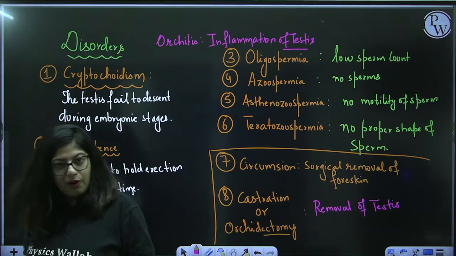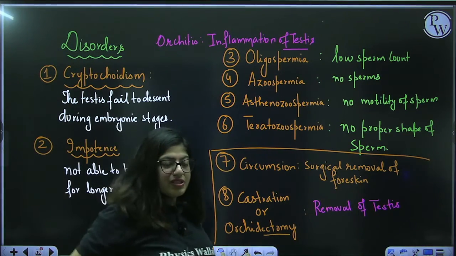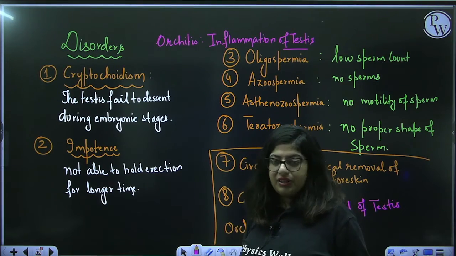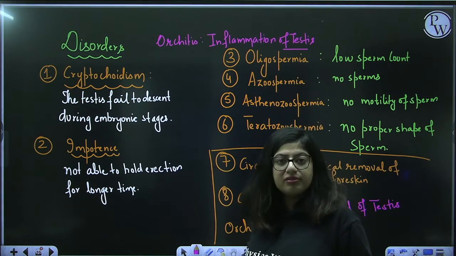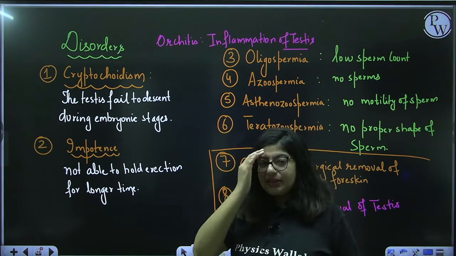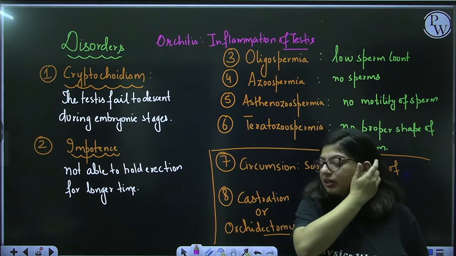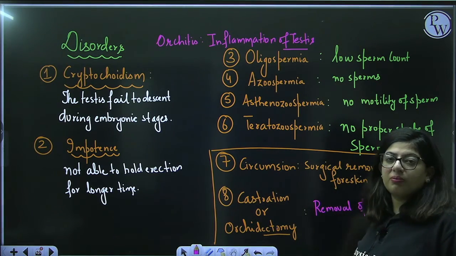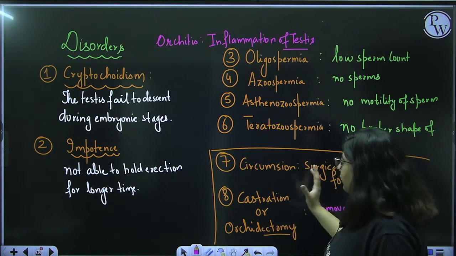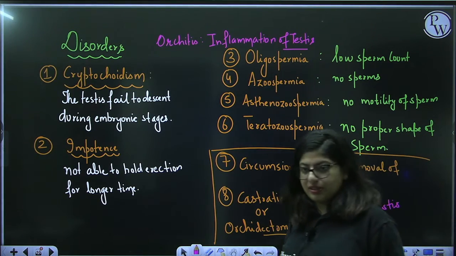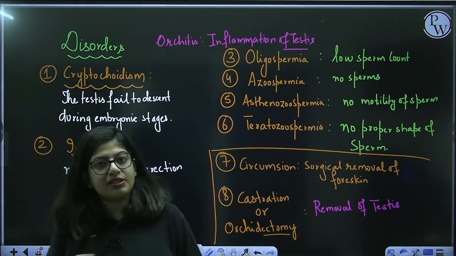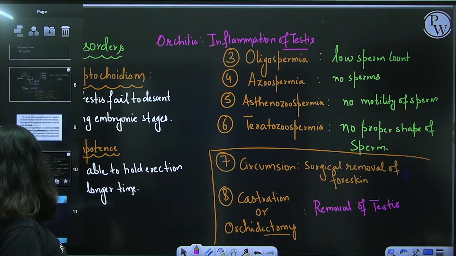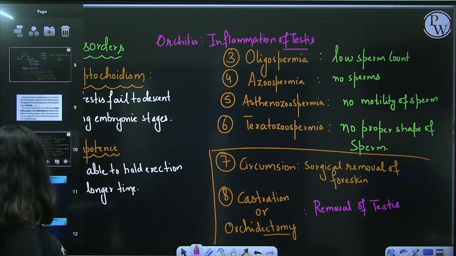So these are certain disorders related to the male reproductive system. You need to know about them very well. First is cryptorchidism, where testes fail to descend, and descent into where? Scrotum. In impotency, the male is not able to hold the erection for a longer time. And these are the various conditions with the sperm count, shape and motility, and here are the removal of testes. Okay, and inflammation of testes is orchitis. Alright guys, so that's a very small portion, because today it was a very small portion.